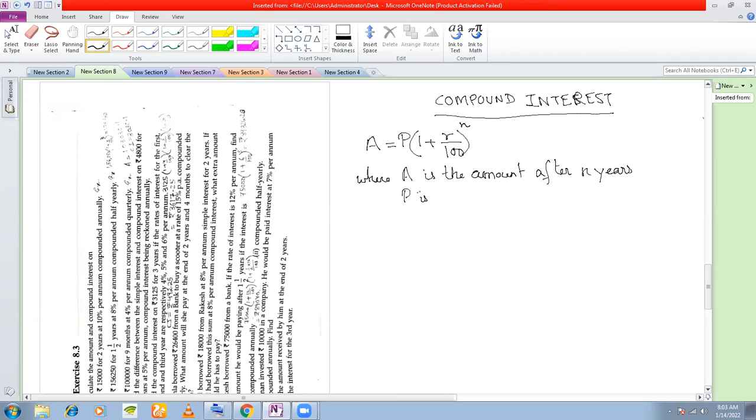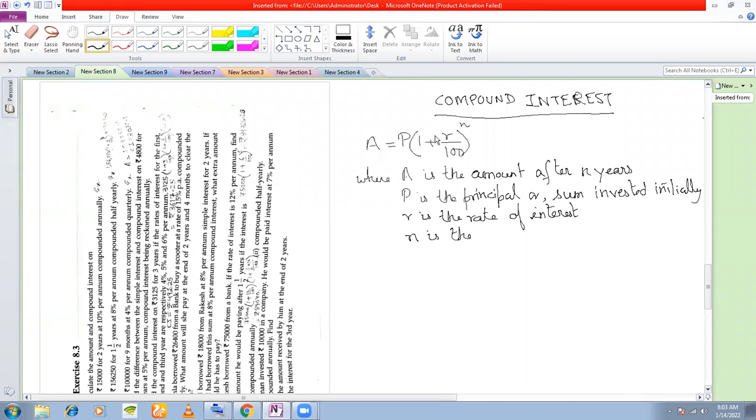P is the principal or sum invested initially. R is the rate percent or the rate of interest. And n is the period of investment. Usually we express it in years.